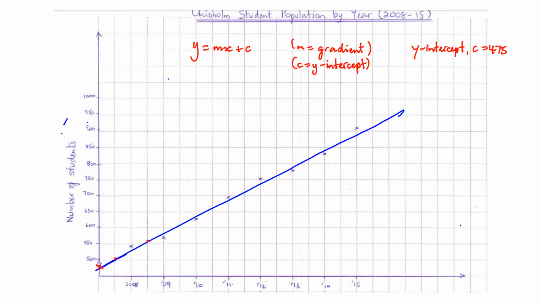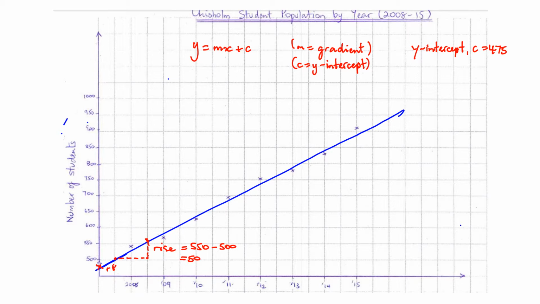I'll now form myself a little triangle, and from that triangle, I'm going to determine the rise and the run. So obviously this is the rise. The rise is this particular point here, which has a value of 550, minus this particular point here, which has a value of 500. So our rise in this case is 50 as we move from this point up to this point.